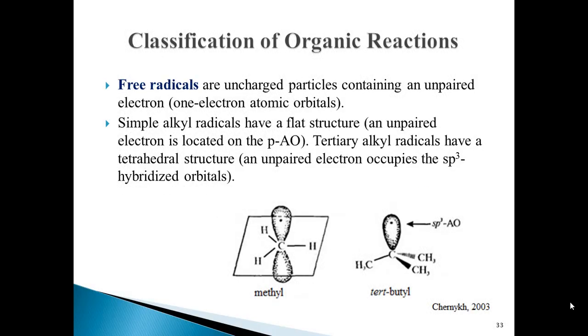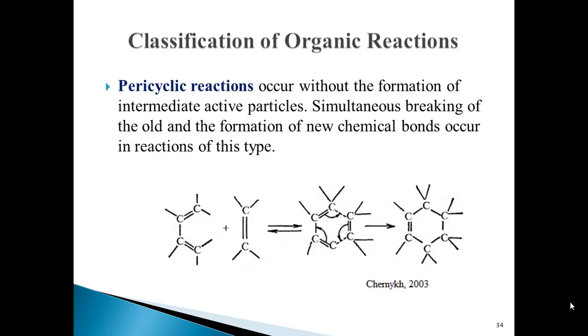Radical reactions occur involving free radicals. Free radicals are uncharged particles containing an unpaired electron, one-electron atomic orbitals. Simple alkyl radicals have a flat structure. An unpaired electron is located on the p atomic orbital. Tertiary alkyl radicals have a tetrahedral structure. An unpaired electron occupies the sp3 hybridized orbitals. Pericyclic reactions occur without the formation of intermediate active particles. Simultaneous breaking of the old and the formation of new chemical bonds occur in reactions of this type.